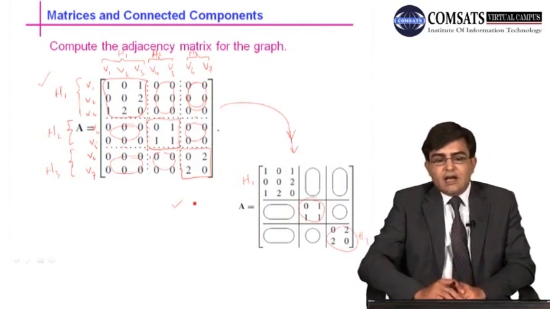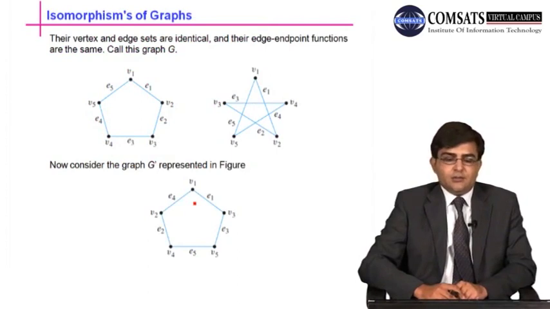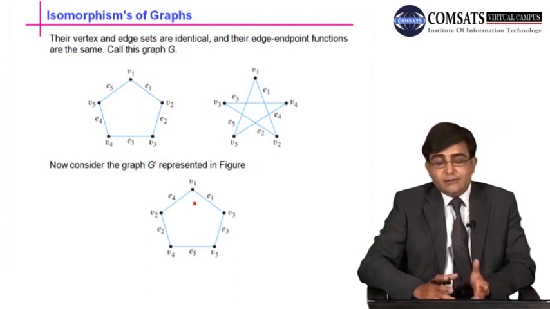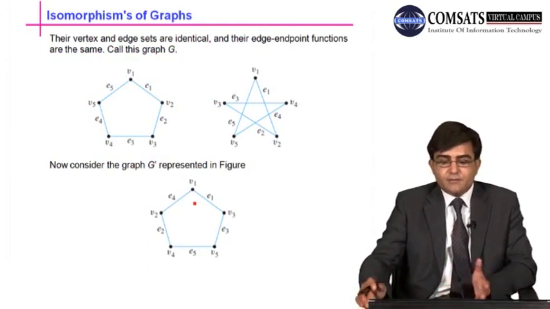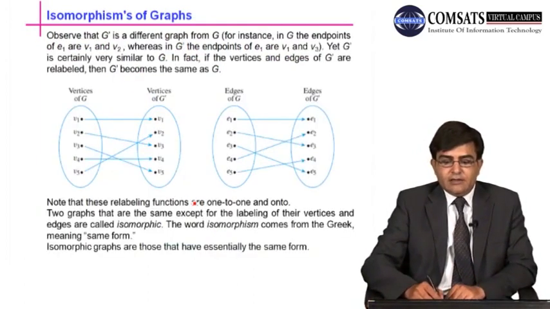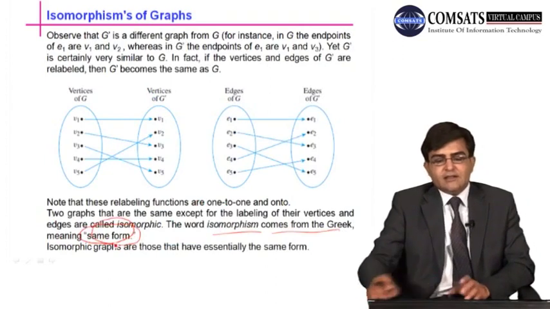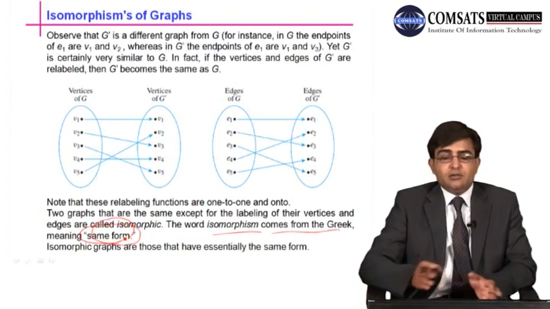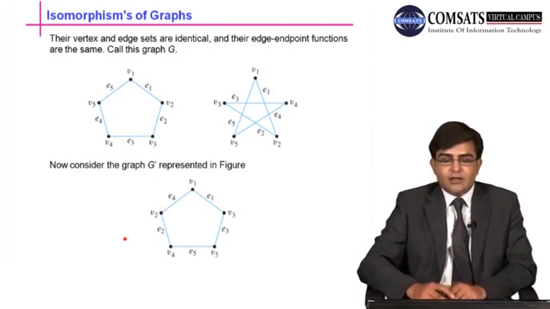Next is the isomorphism of graphs. What is basically the isomorphism? What does it mean? The word isomorphism comes from the Greek, and means same form. That is, in this topic, isomorphism of graphs, we have to check whether two graphs are of the same form or not.